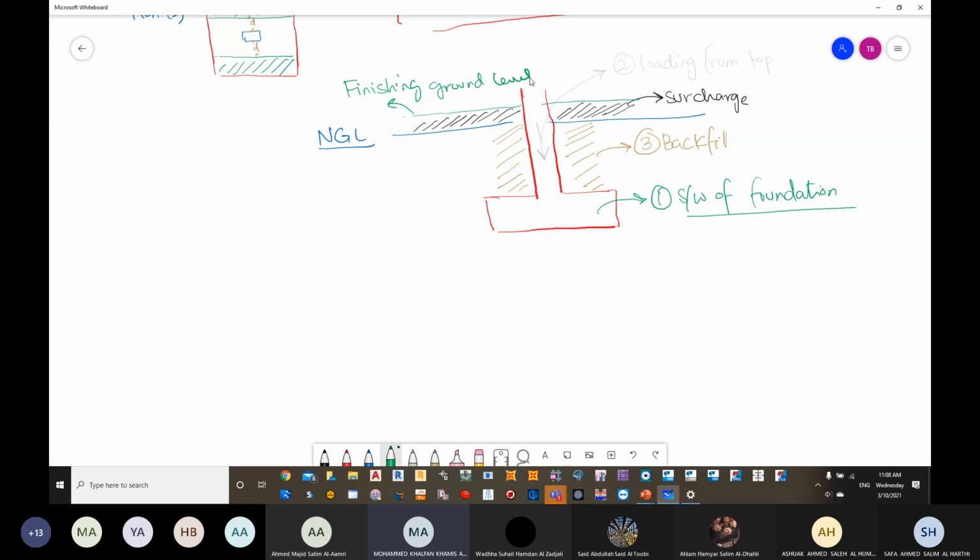So now we have 4 possible loads, which are self-weight of the foundation, loading from the top, backfill. Surcharge is normally rarely happening, but normally there will be 3. One is the self-weight, second is the loading from the columns or from the top, third one is the backfill. So we are going to learn how to deal with these loadings.